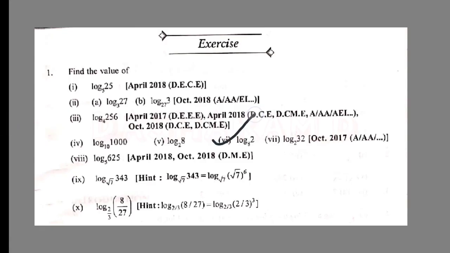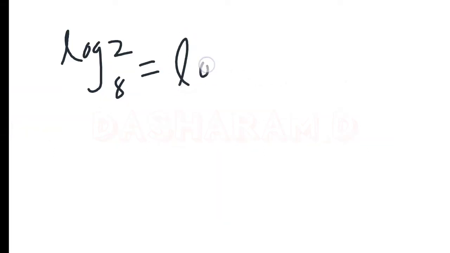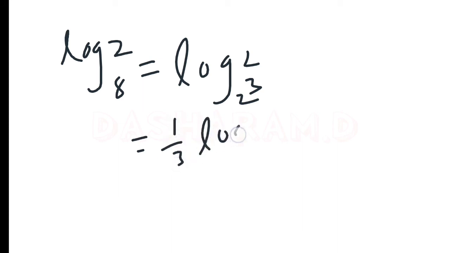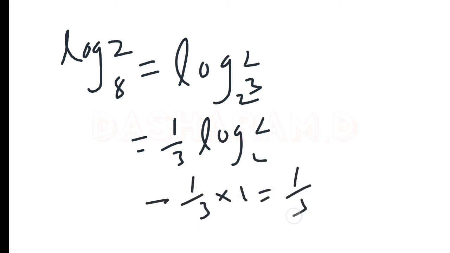Next, the sixth question: log 2 base 8. So here log 2 base 8. Base 8 means 2 cube. See here, the exponent is on the base, so then 1 by 3 will come. So log 2 base 2, so 1 by 3 into 1 equals 1 by 3.